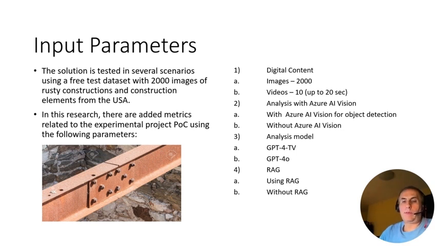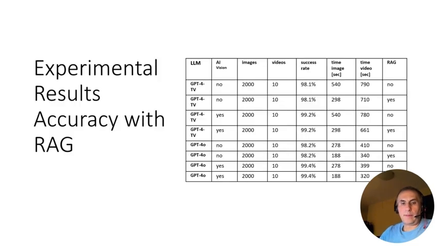We are also using retrieval augmented generation using Azure Search, and a comparison between the solution with retrieval augmented generation and without using this approach. You can see experimental results in this table, and especially accuracy using all combinations of parameters: two different LLMs, with or without computer vision in the context of Azure AI Vision, and using retrieval augmented generation and not using it. We will comment on the results a little later.